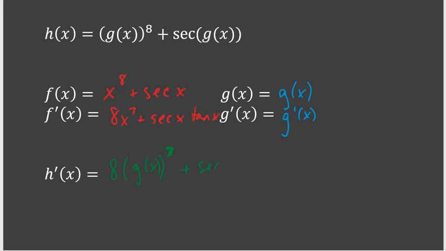plus secant of g of x times the tangent of g of x. And now I'm taking this entire thing and I'm multiplying it by g prime of x. It's that entire thing. That's all the f prime of g of x piece right there.